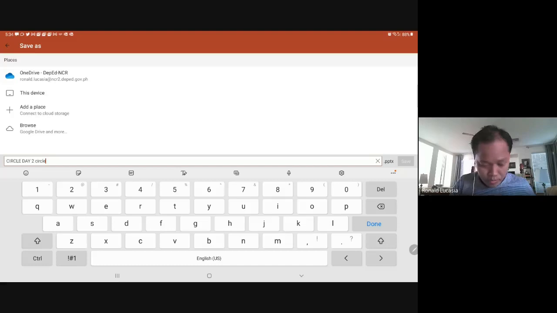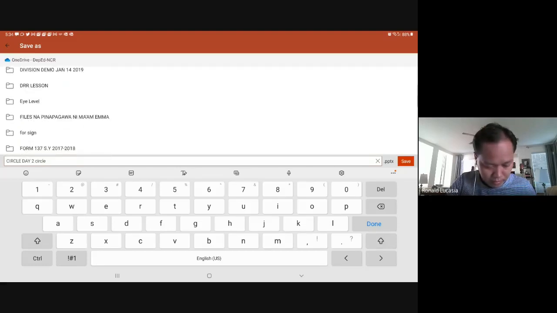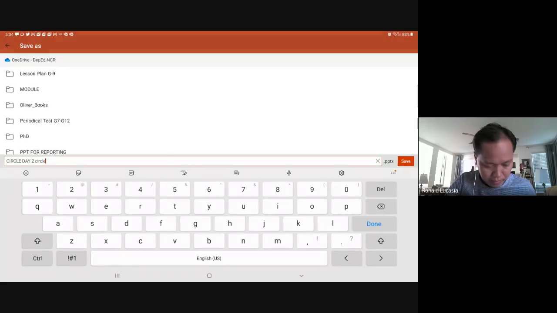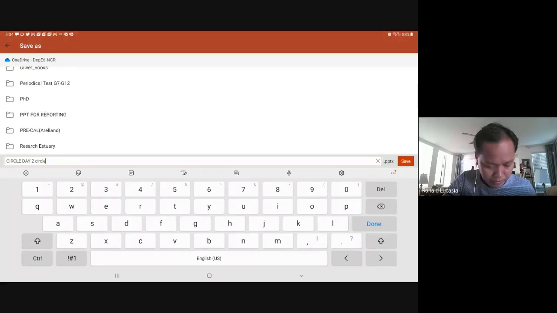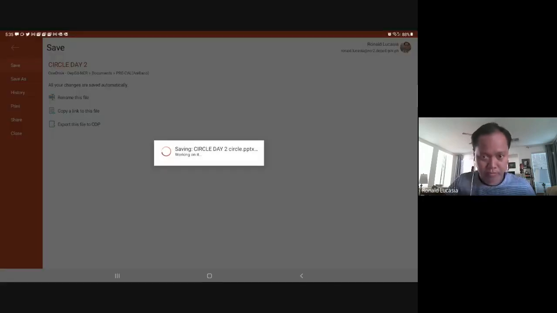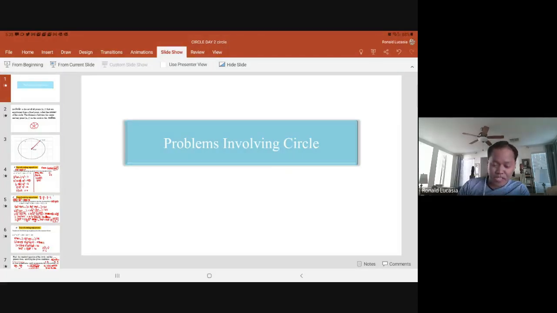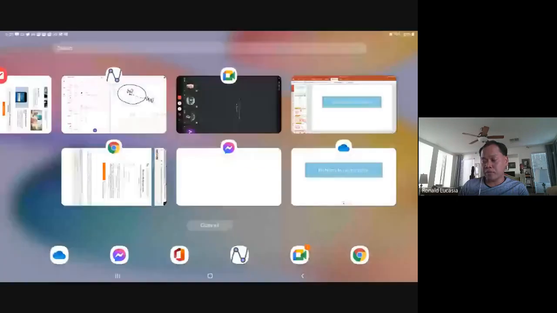Laging two decimal places. Pero kapag hindi naman length ang hinahanap, huwag niyong i-express sa decimal. Hayaan nyo naka-square root of 44.